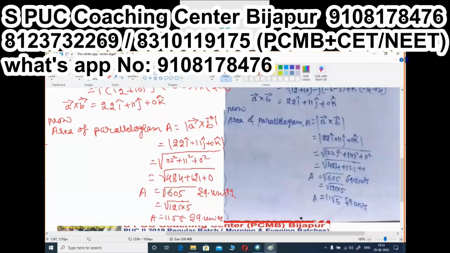Either you can stop here or you can simplify this. Of course it is easy to simplify: 605 I am going to express as 121 into 5. So the 121, if I take out from the root, is going to come out as 11. Okay, 11 root 5 square units.